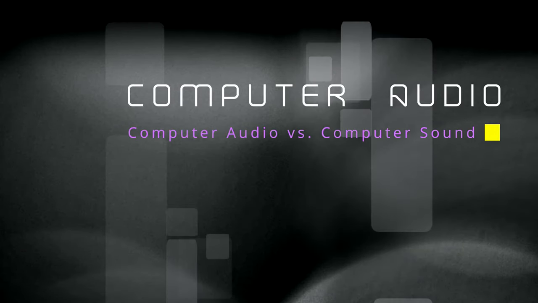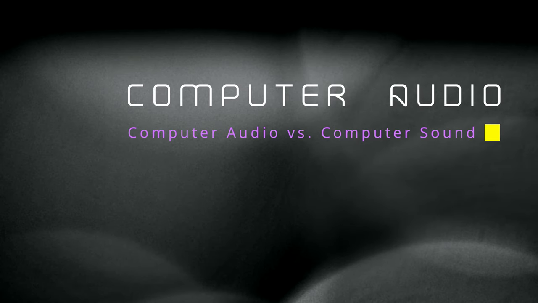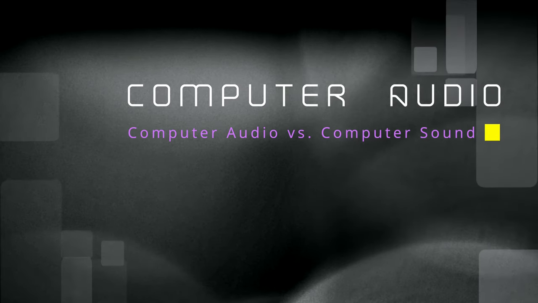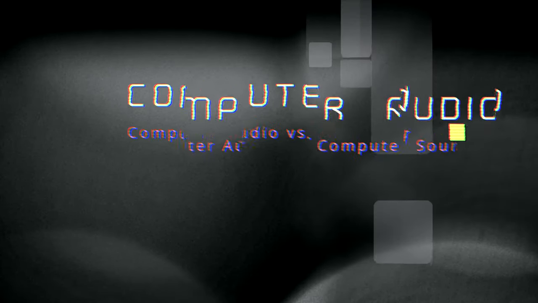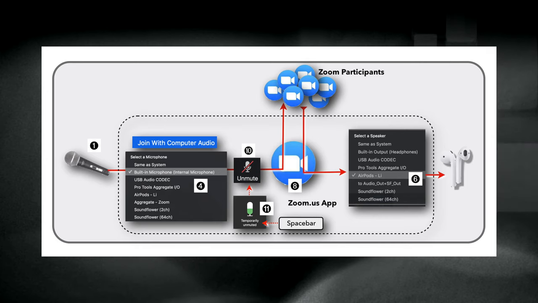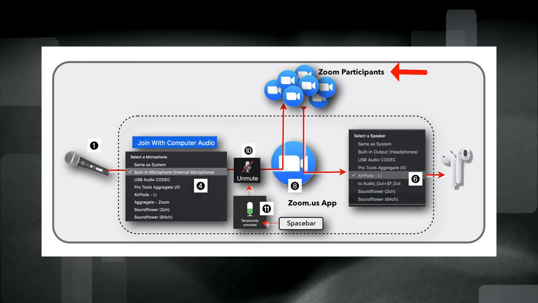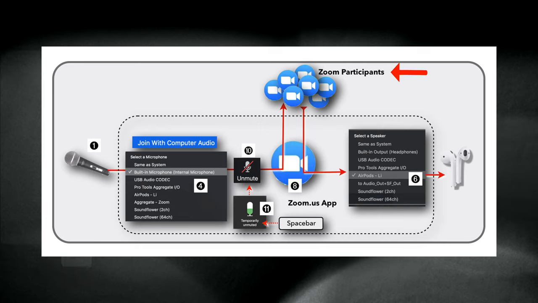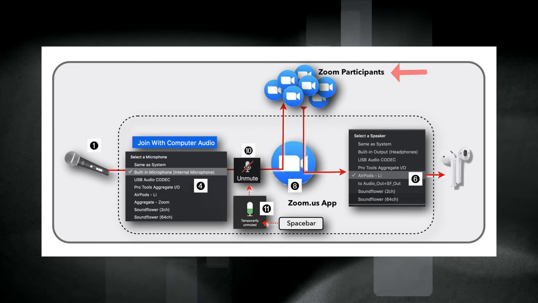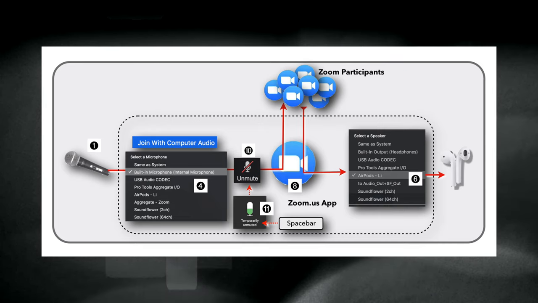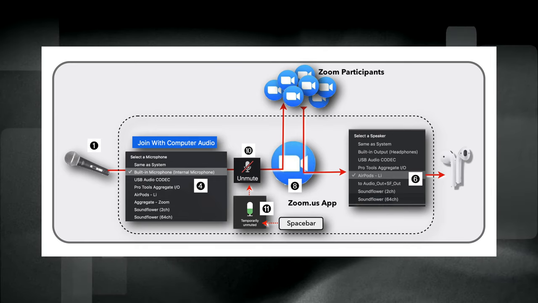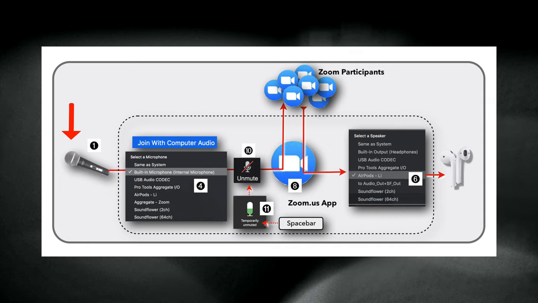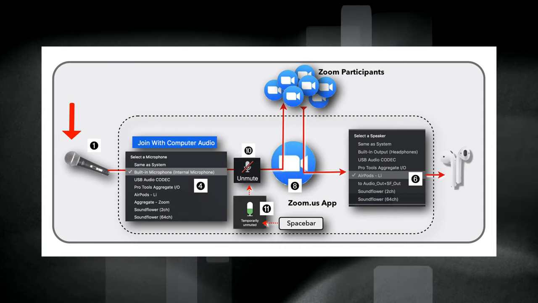Zoom uses two important terms, computer audio and computer sound. Pay attention to those in order to understand what is really happening regarding the audio signal that is rerouted inside your computer and sent to all meeting participants. Zoom uses the term computer audio to distinguish it from the audio from your cell phone. It just means that the Zoom meeting uses the audio signal of your computer as the input, your microphone, and the output, your speaker or headphones.